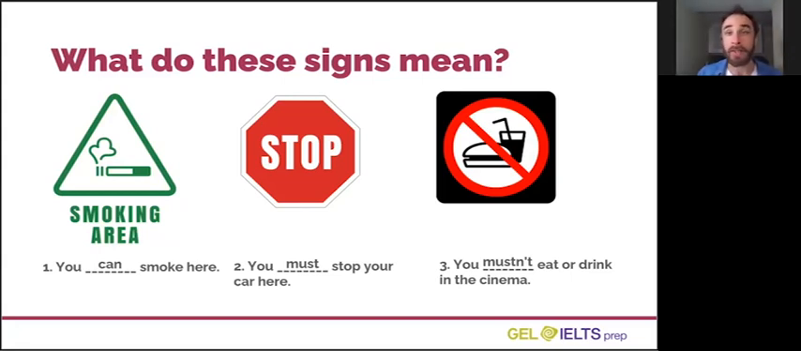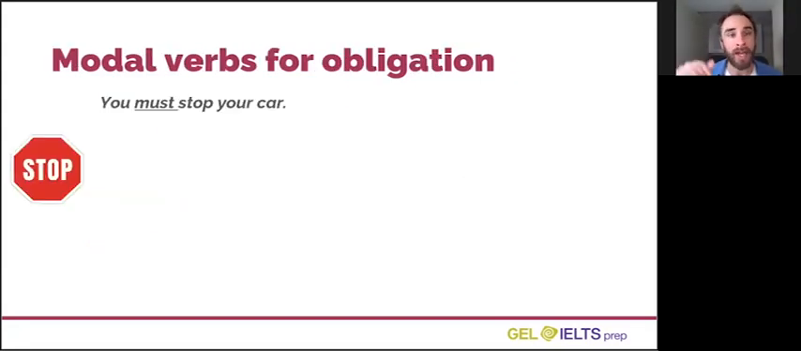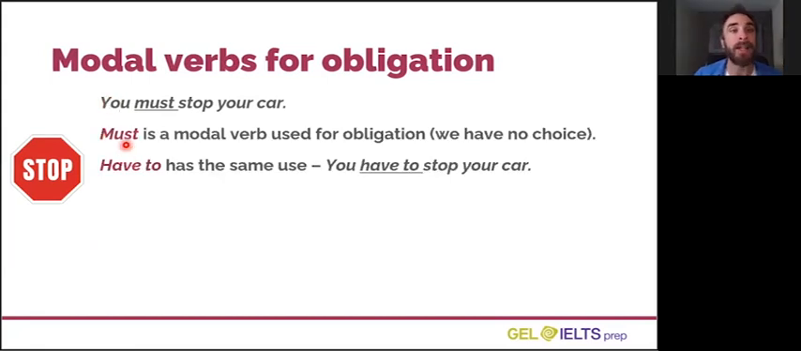So let's think about these modal verbs. Can, must, and mustn't are all modal verbs that we use for prohibition, permission, and obligation. First of all, obligation. You must stop your car. Must is a modal verb that we use for obligation. We can also use have to. This has the same meaning as must in this context. You have to stop your car and you must stop your car. It means the same thing.